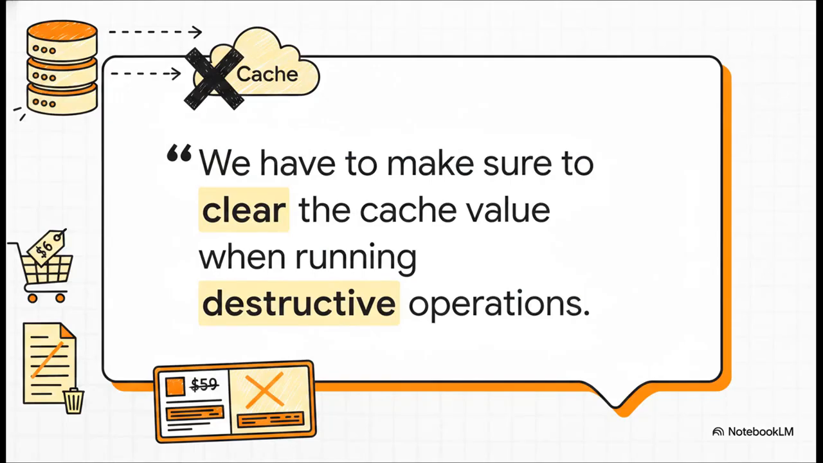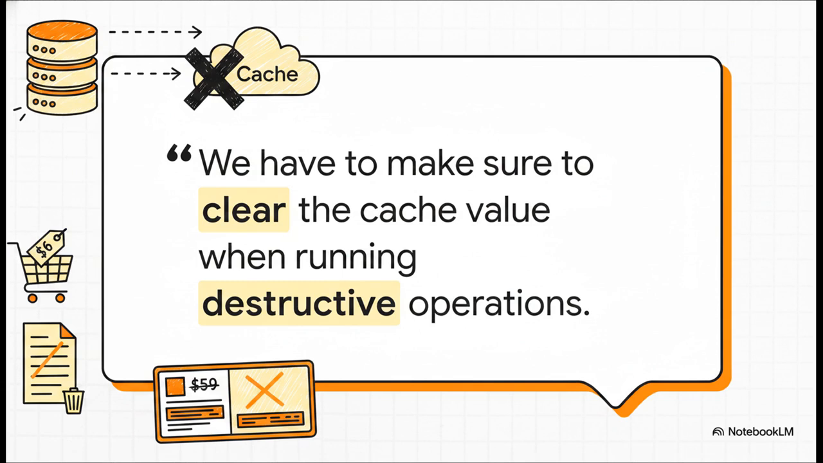There's an old joke that there are only two hard things in computer science, naming things and cache invalidation. And this quote from Milan Jovanović really hits the nail on the head. We have to make sure to clear the cache value when we are running destructive operations.